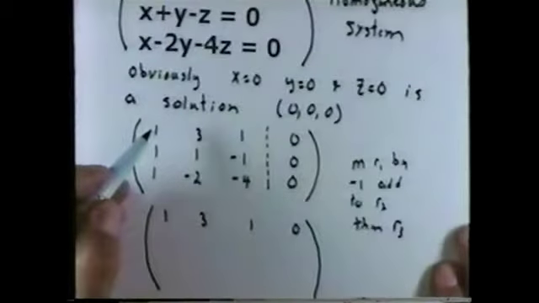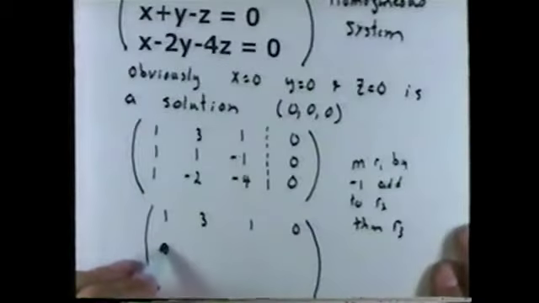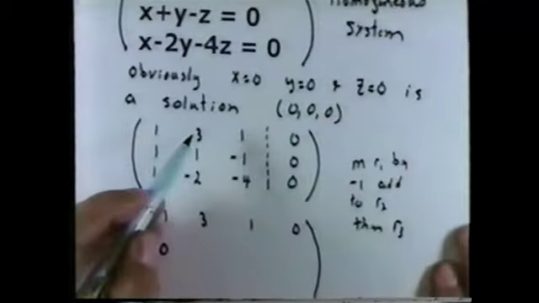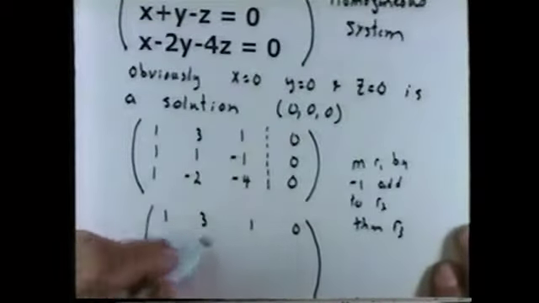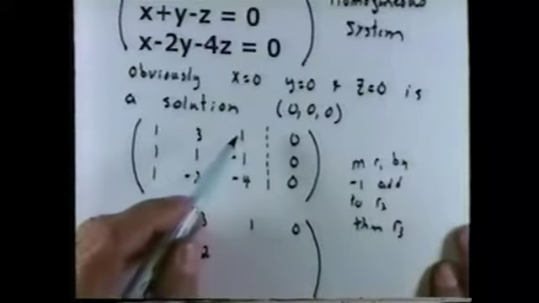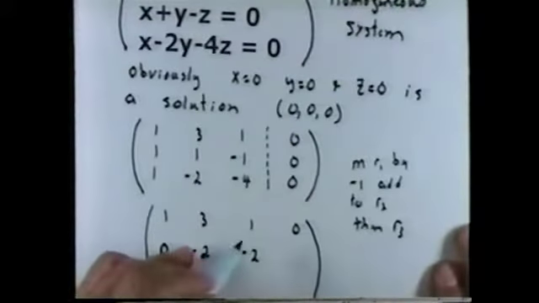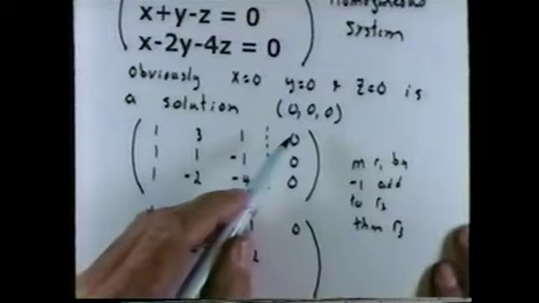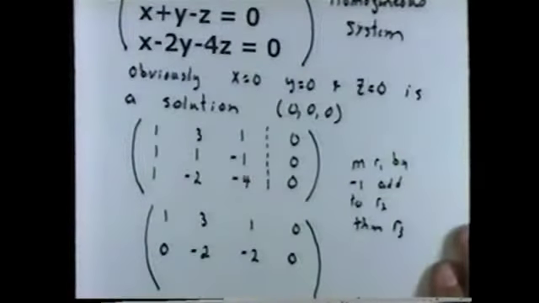1 times negative 1 is negative 1. Negative 1 plus 1 is 0. 3 times negative 1 is negative 3. Negative 3 plus 1 is negative 2. 1 times negative 1 is negative 1. Negative 1 minus 1 is negative 2. 1 times 0 is 0. 0 plus 0 is 0.